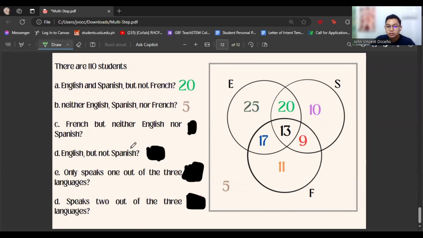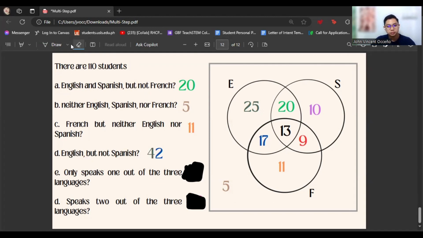Next, for letter C, French, but neither English nor Spanish. It means the student only speaks French, not English, not Spanish. So here, 11. And the next, English, but not Spanish. We should not directly put 25 here, since there are also students who speak English and French. Since French is not mentioned here, we should also include it.